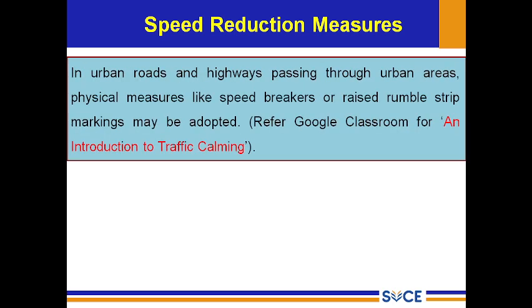In urban roads or highways passing through urban areas, physical measures like speed breakers or raised rumble strip markings may also be adopted. These also help give an alert to the driver. But for speed breakers, proper signboards need to be used. These speed breakers and rumble strips all come under one common term called traffic calming.